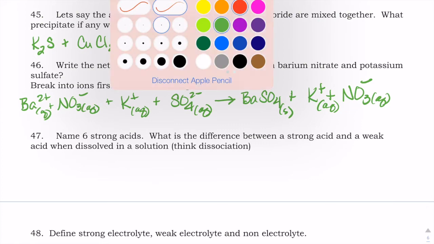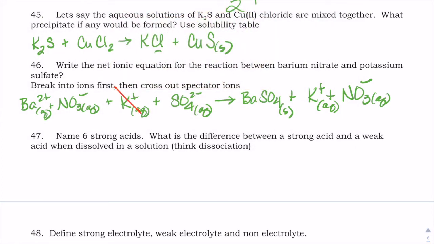Now I just need to cross out our spectator ions. Potassium is the same on both sides. Nitrate is the same on both sides. Our net ionic equation will be barium plus sulfate gives us barium sulfate.